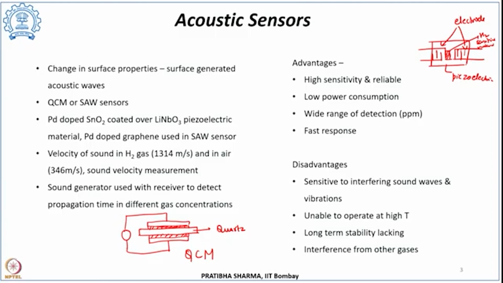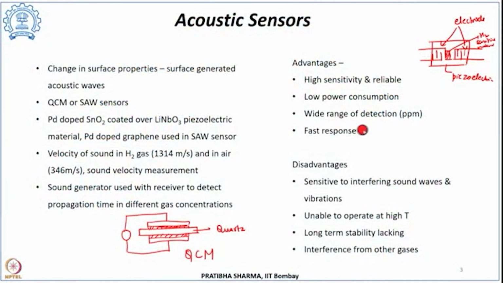Now these types of acoustic sensors have advantages: they have high sensitivity, they are reliable, they require less power consumption, and they have a wide range of detection. So we can have a detection range of even parts per million.